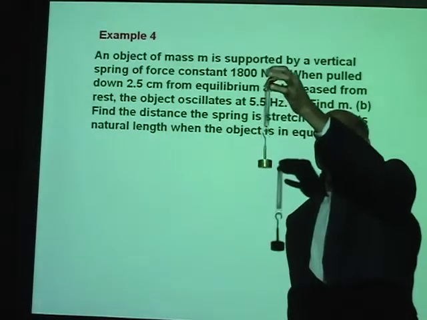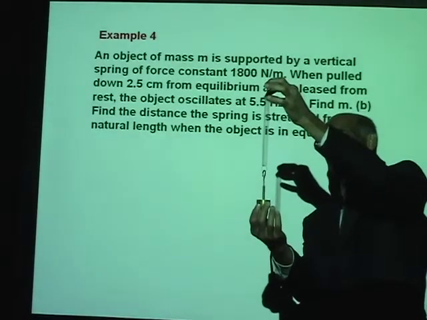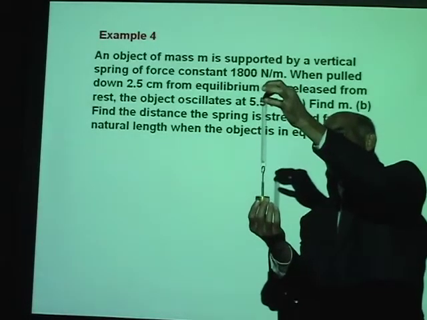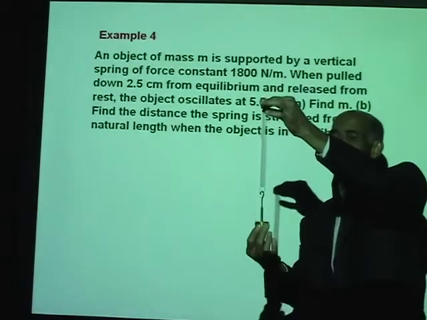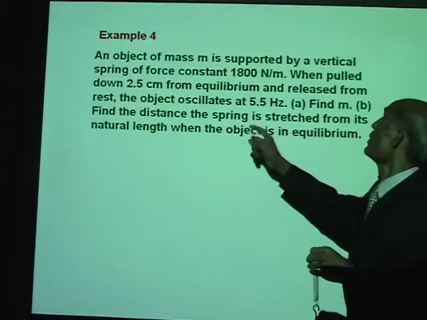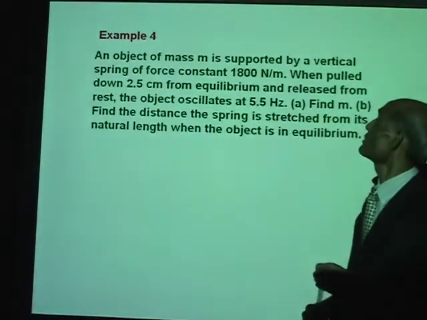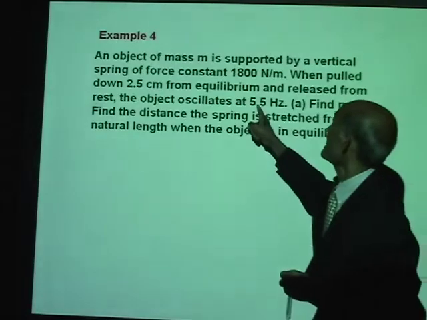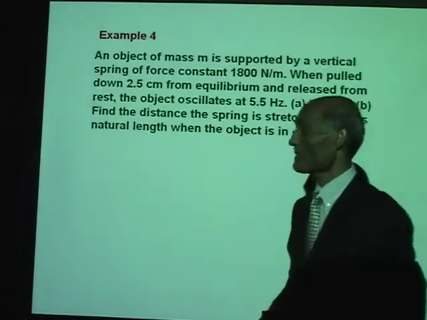This is the equilibrium position. You pull it down 2.5 centimeters and release it. Now it's going to come back to the equilibrium, go up, back to the equilibrium. That means the amplitude of oscillation will be 2.5 centimeter. That is an information that you need to pick. And then it says the frequency of oscillation is 5.5 hertz.